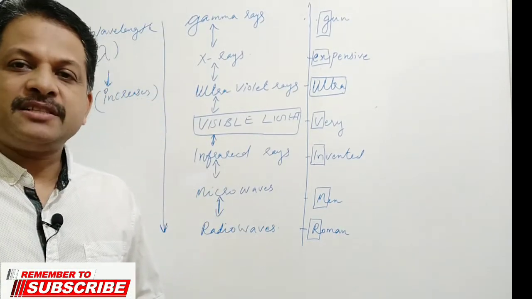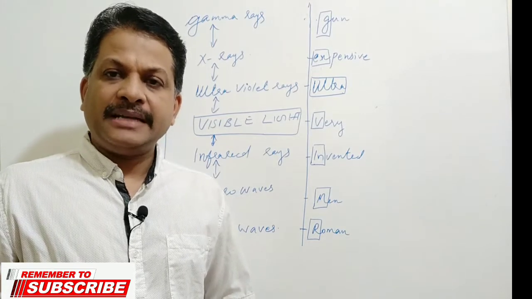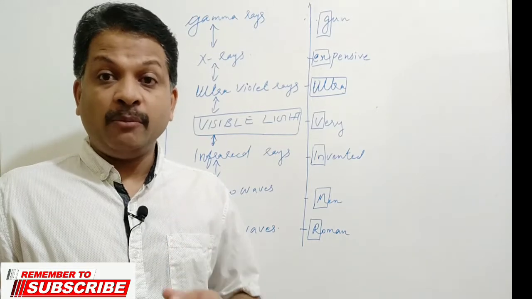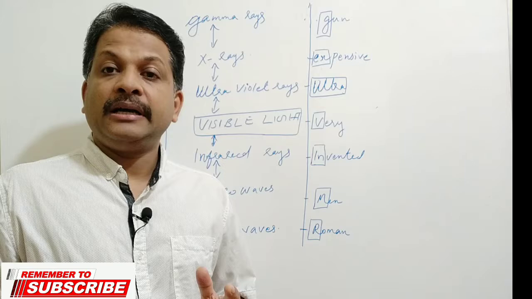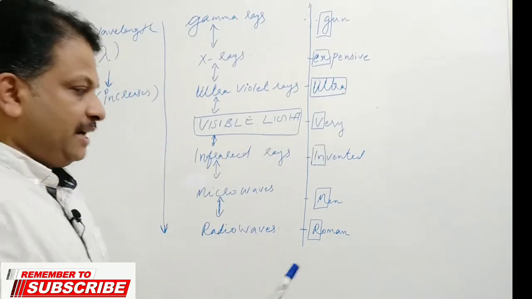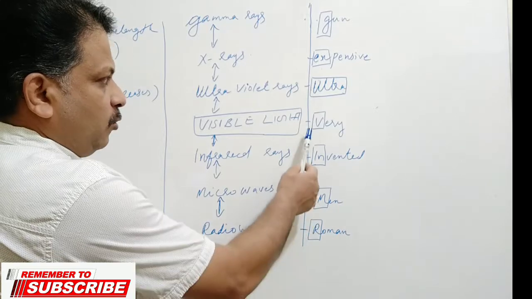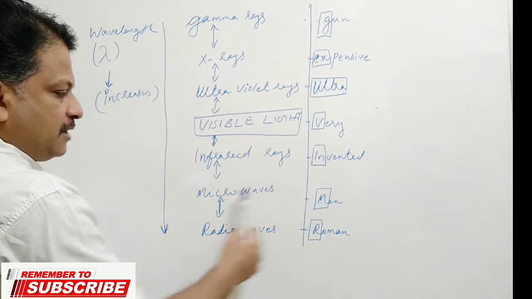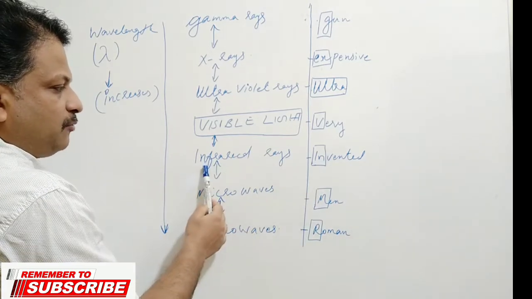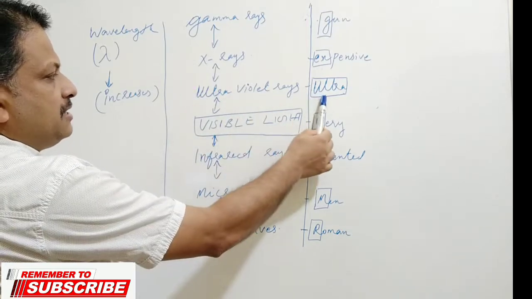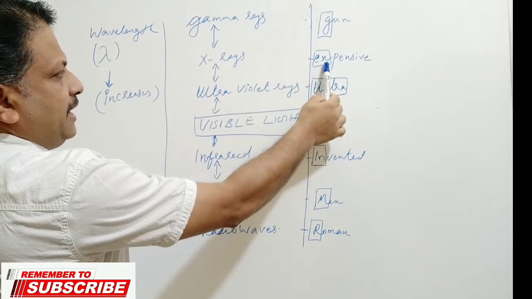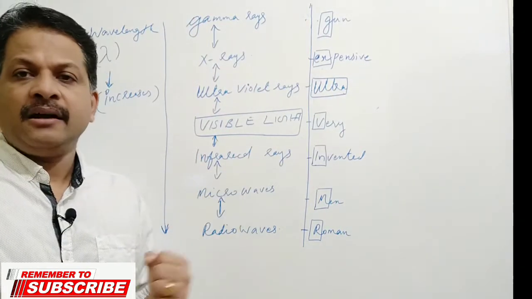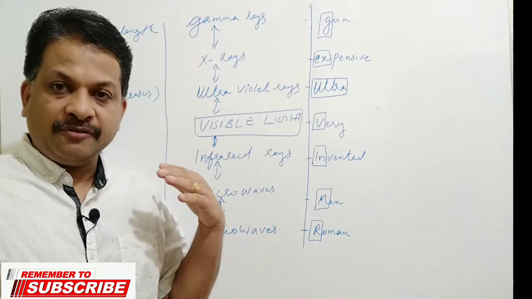In the previous session, we studied the electromagnetic spectrum, its classification, wavelength ranges, its uses, and an important mnemonic on how to remember the electromagnetic spectrum: Roman men invented very ultra expensive gun. R stands for radio waves, M for microwaves, IN for infrared rays, V for visible light, U for ultraviolet rays, E for expensive, X for X-rays, G for gamma rays. If you remember this mnemonic, we can easily remember the electromagnetic spectrum and its different ranges.